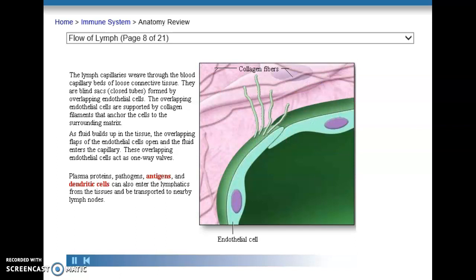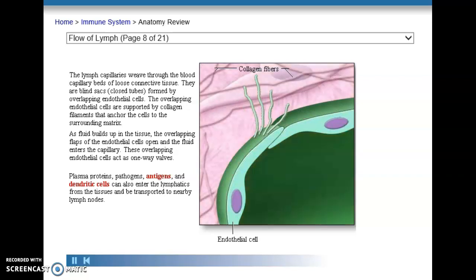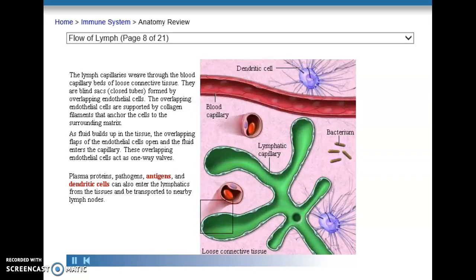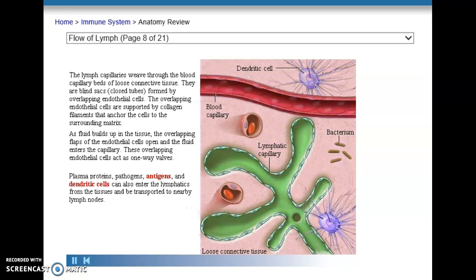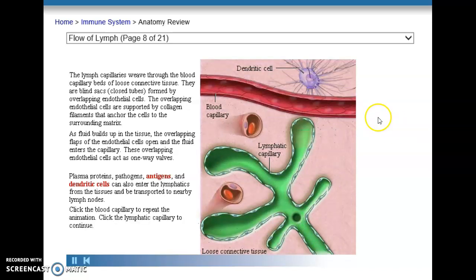Plasma proteins, pathogens, antigens, and dendritic cells can also enter the lymphatics from the tissues and be transported to nearby lymph nodes. Click the blood capillary to see lymph flow through the tissue. Click the blood capillary to repeat the animation.